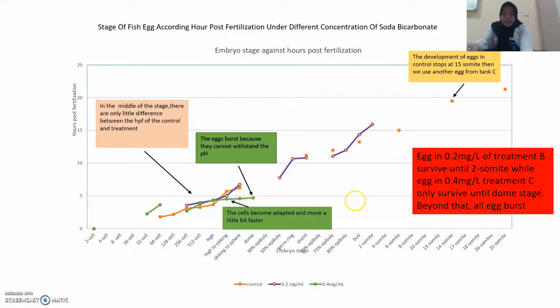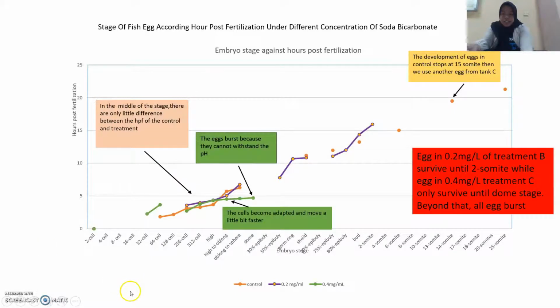And for the last one, treatment C, the green color, the egg starts to develop well, but then they die during the dome stage, and the shell bursts. This is because they also cannot withstand the high pH level. They can only survive in their optimal range, which is 6 something to 8 point something.